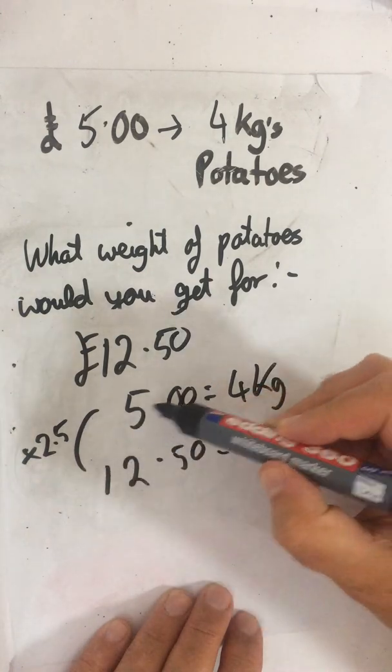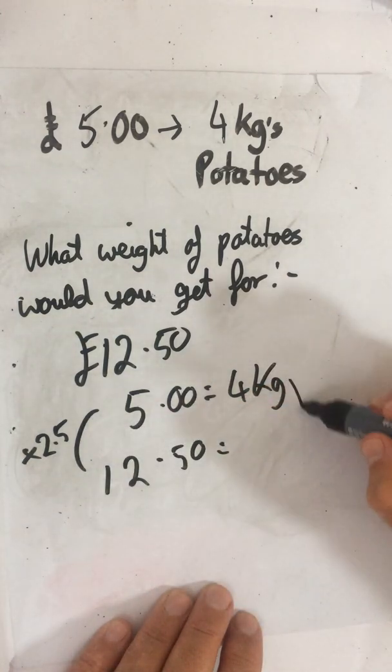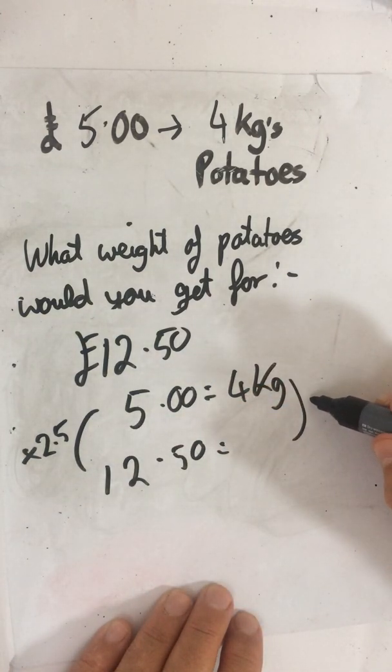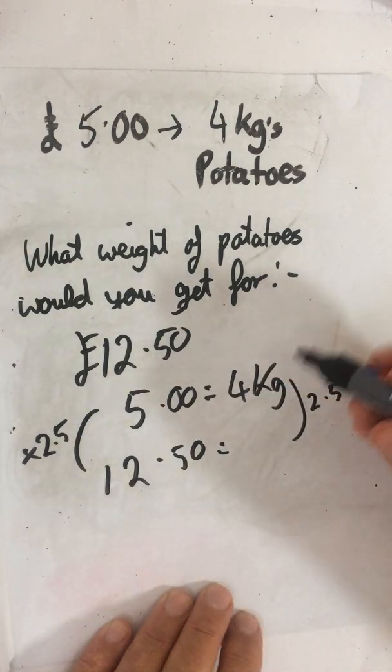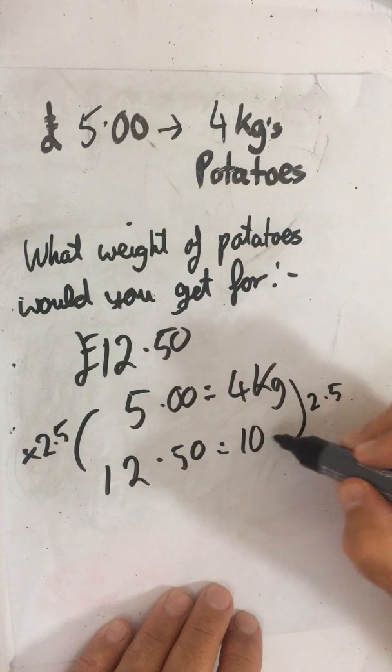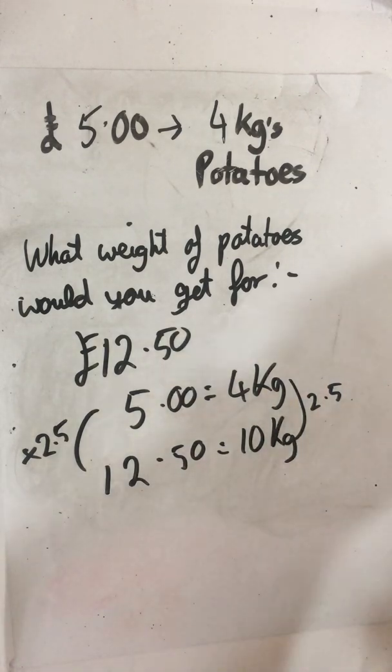So the key is sometimes they can be a little bit trickier because you can have halves and stuff like that. So here we're going to times this by 2.5, and then 4 times 2 is 8, and 4 times a half is 2. We can add those together, gives me 10 kilograms.